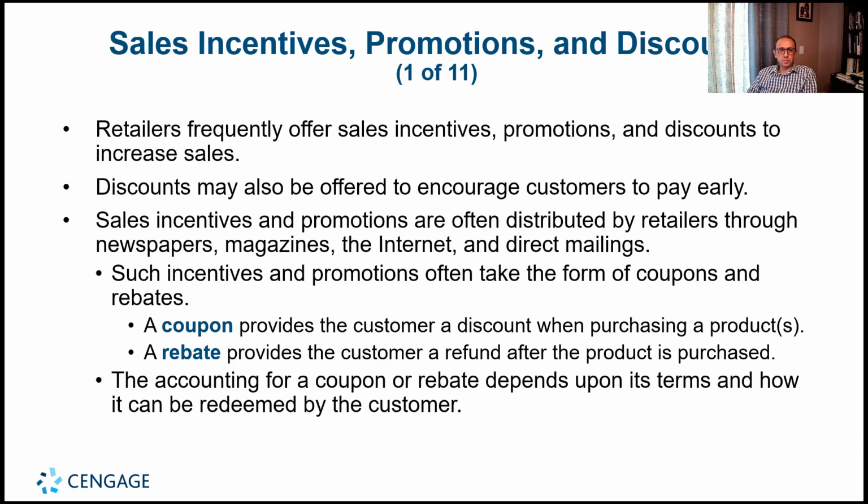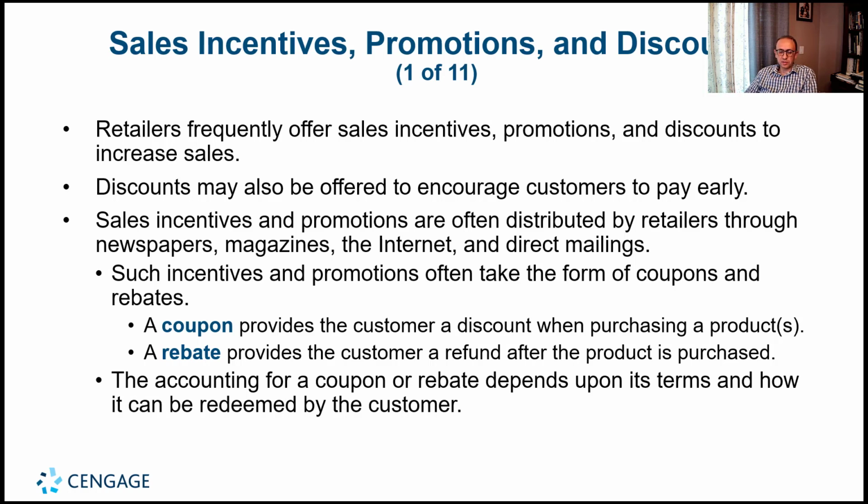Sales incentives and promotions are often distributed by retailers through newspapers, magazines, and the internet, and could also be direct mailing. Such incentives and promotions often take the form of coupons and rebates. A coupon provides the customer a discount when purchasing a product, and we all see coupons that we receive in the mail. A rebate provides the customer a refund after the product is purchased. So make sure that you get the difference. A rebate is after I make a transaction, I pay the full price, and then 4 to 6 weeks later I get back an amount either by check or other forms.